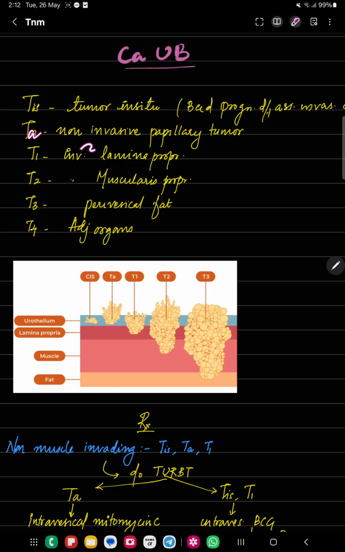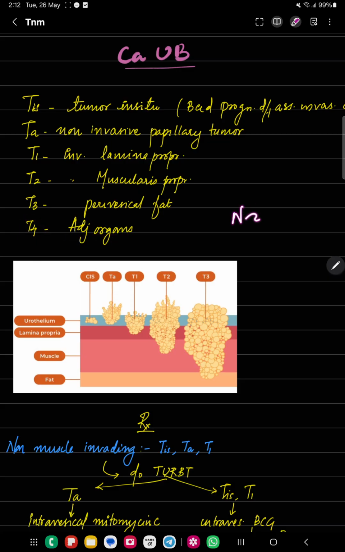Then TA means it is again a non-invasive papillary tumor. So here you can see this is the carcinoma in situ, not invading. TA is also not invading, but this is a finger-like projection, a papillary tumor which is not invading. The remaining are the invading ones. T1 invades the lamina propria, T2 invades the muscle, T3 invades the perivesical fat, and T4 means adjacent organs.